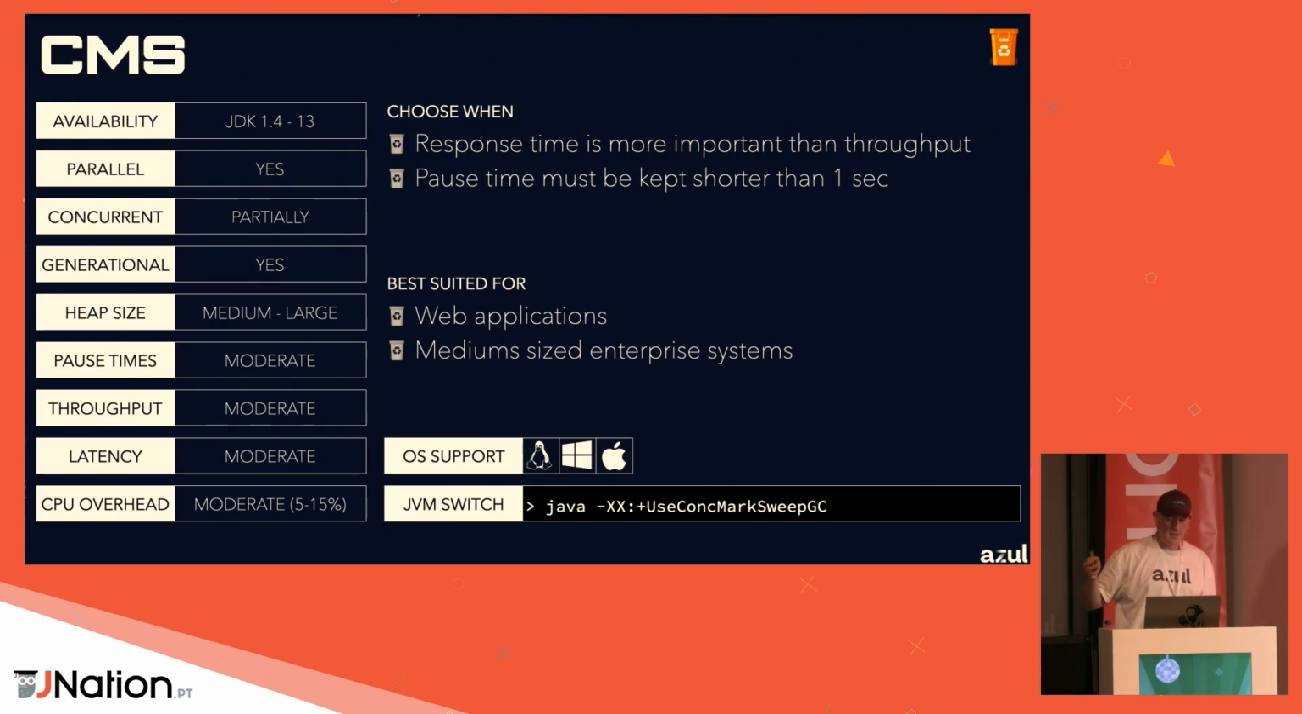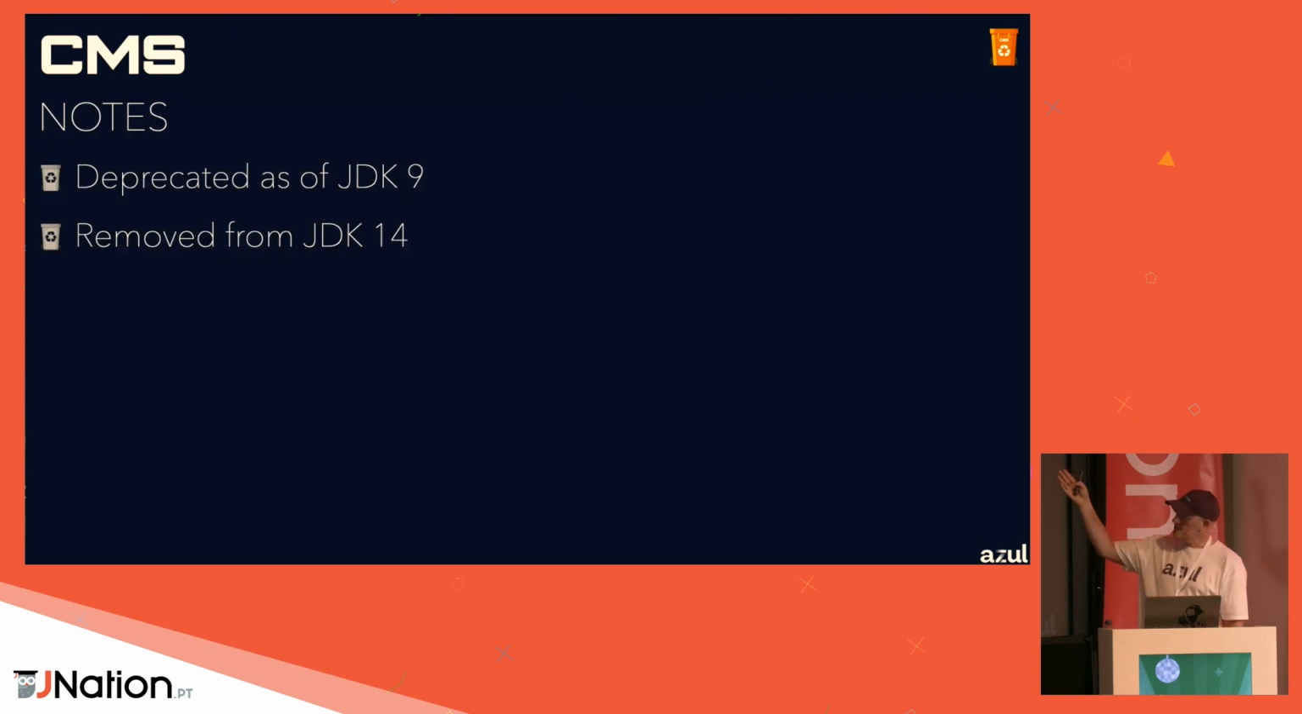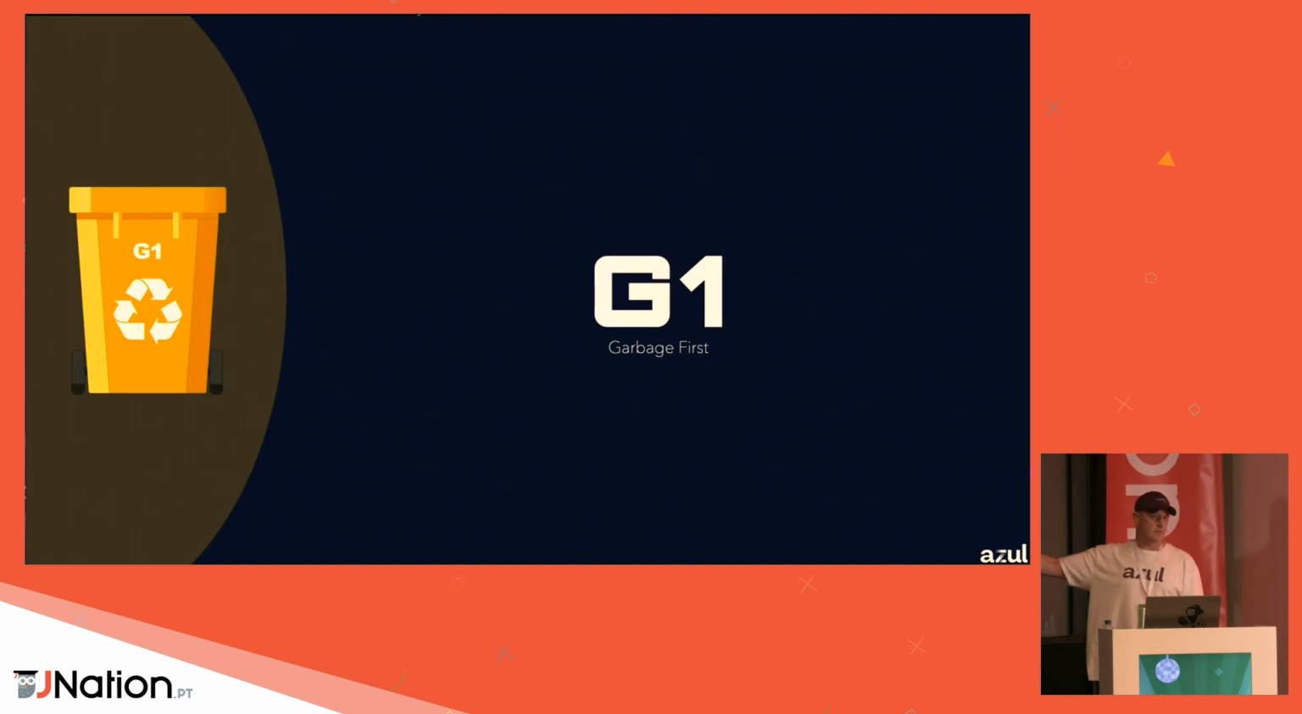It's not there. So you can choose it if the response time is more important than the throughput. So this is not really the throughput collector. And the pause time must be shorter than 1 second. Then this was a good collector. And it was good for web applications, medium-sized enterprise systems, and so on. But it had some problems, which was the reason for a new garbage collector. And that was, like I said, deprecated in JDK 9, removed from JDK 14. And the successor of that is G1, garbage first. And this is the default collector at the moment. So if you use Java and you don't specify a garbage collector, this is the one you get.